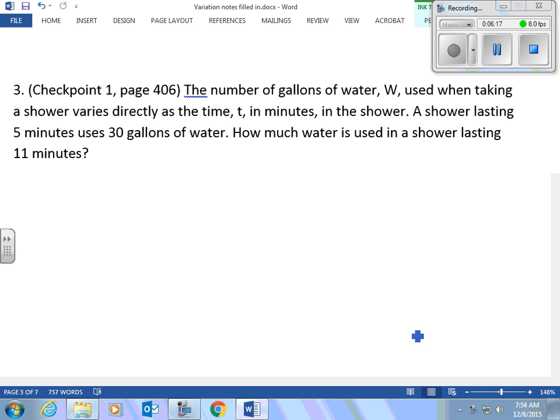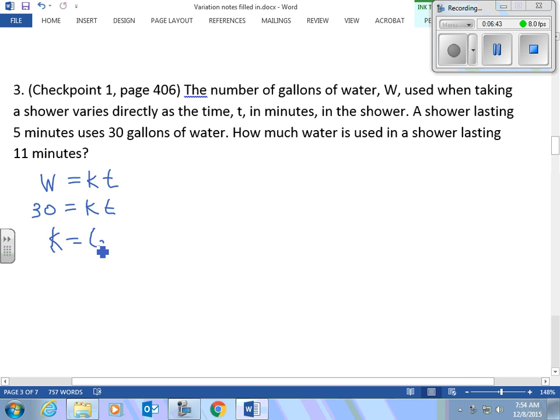So we can model this question by saying the amount of water varies directly with the time that it takes. So W equals KT. So we just set up a direct variation formula. Plug in the values. We know that 30 gallons is used in 5 minutes. So we can see that K, our constant of variation, is equal to 6.